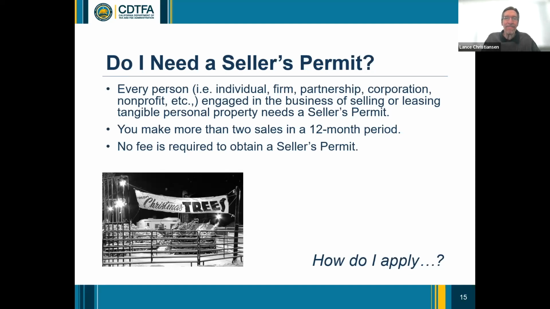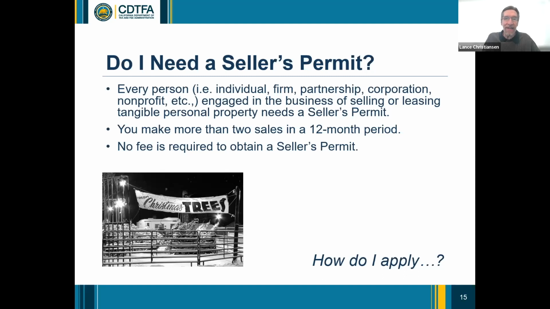So that's the same thing with nonprofits. You can have up to 2 sales a year. If you have more than that, then you need to get a seller's permit from us. And let me point out again, a seller's permit doesn't cost you anything. There is no fee for a seller's permit. It's just something that you have to have.